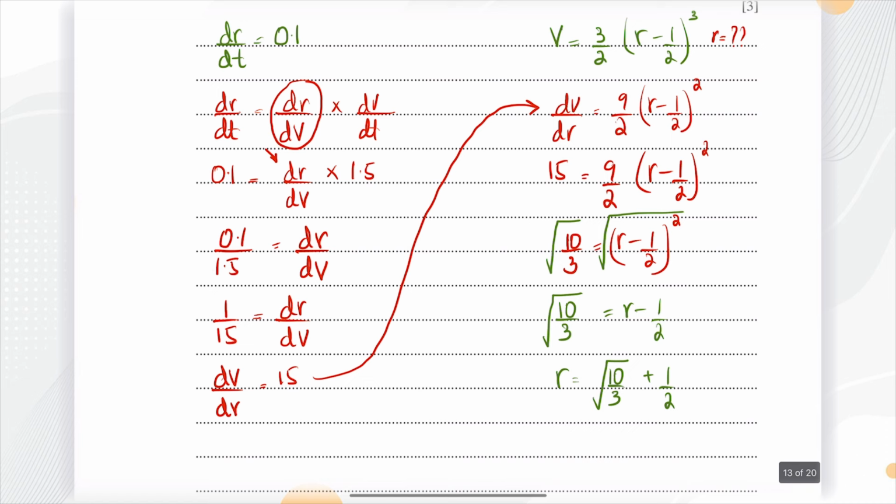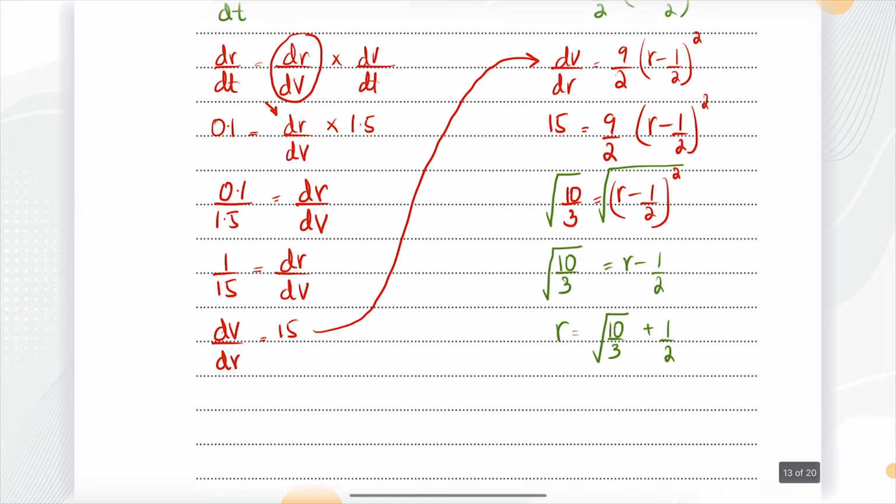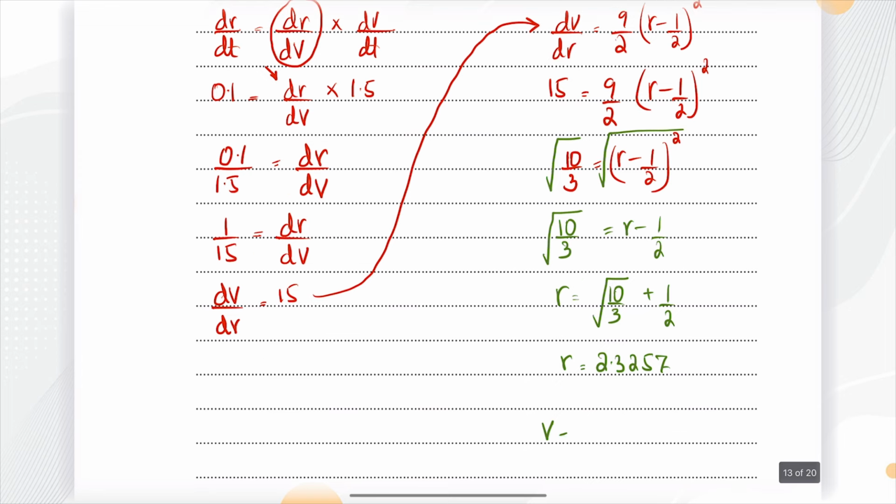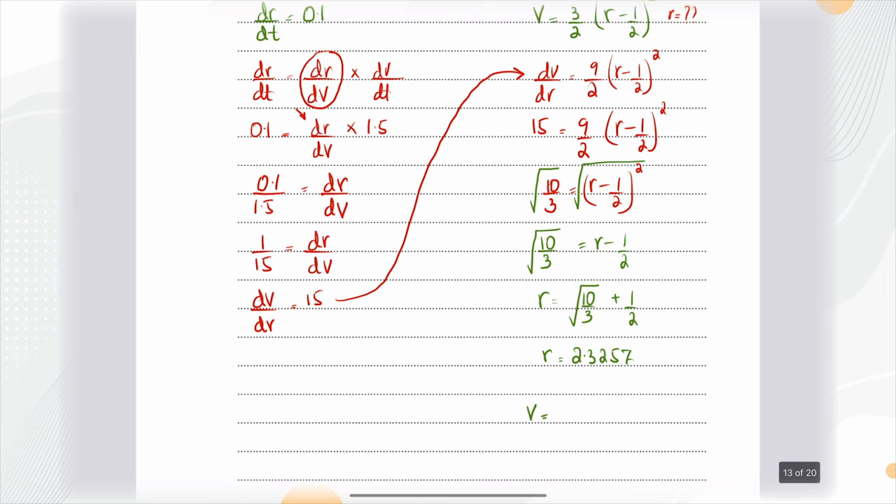So let's work this out. Square root of 10 upon 3, plus 1 upon 2. So what we're looking at is the value of r, which is 2.3257. Again, since this is not the final answer, I've not rounded it off. Now we're going to find out the volume, which as we saw is equal to 3 upon 2 into 2.3257 minus 1 upon 2, the whole thing cubed.